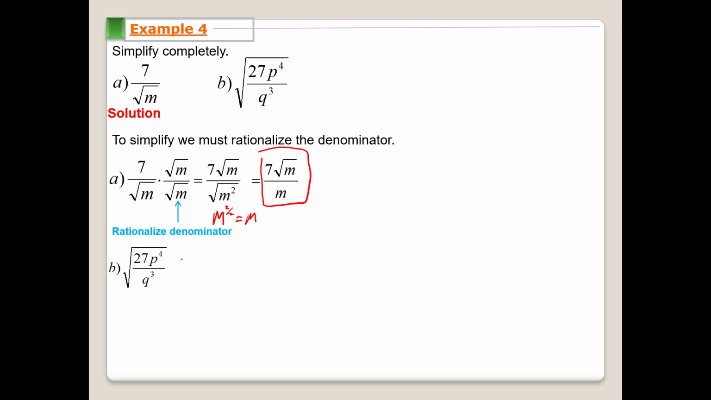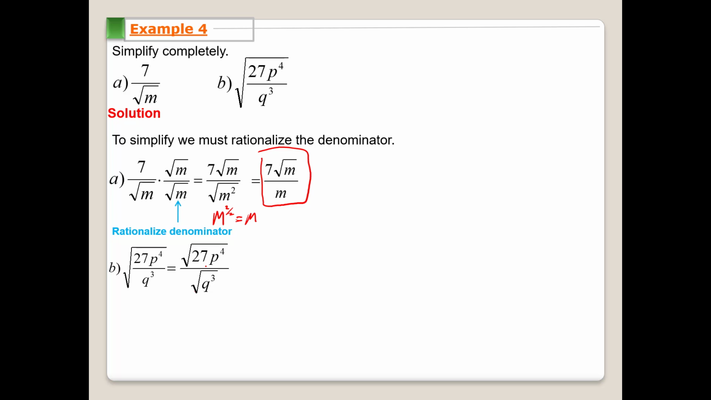The next one here, for b, we got the square root of 27 times p to the 4th power divided by q to the 3rd power. So, what do we need to do here? Can we simplify that any further inside? No, it doesn't look like it, right? So we're just going to break this down, setting up our division of the radicals. So on top, square root of 27 times p to the 4th divided by square root of q cubed.